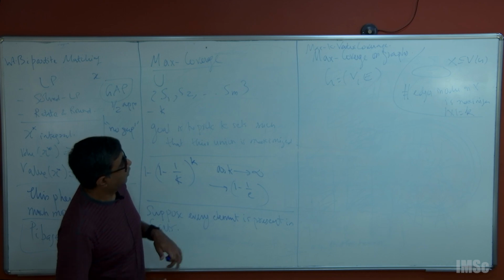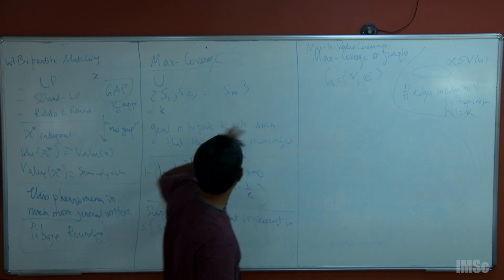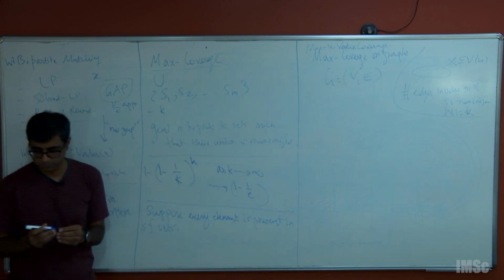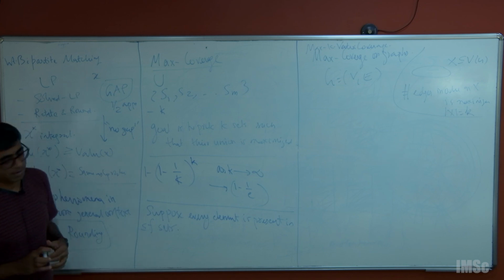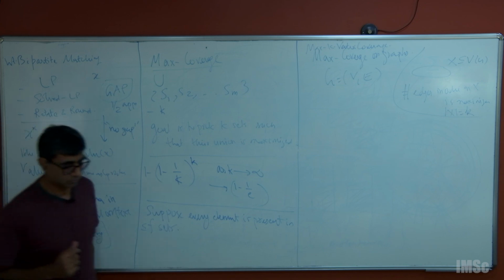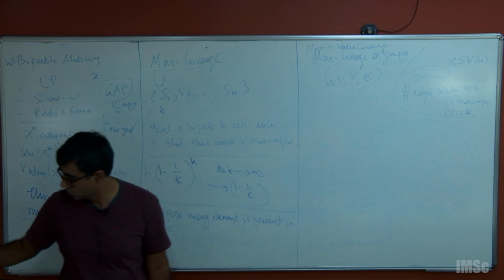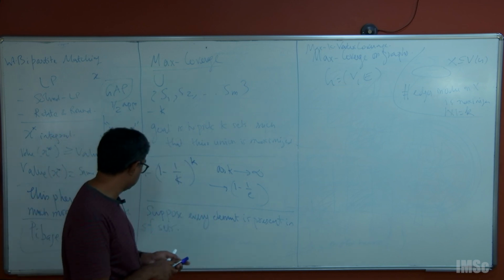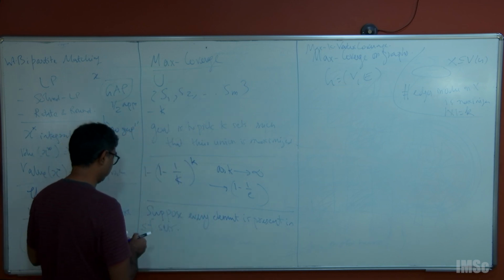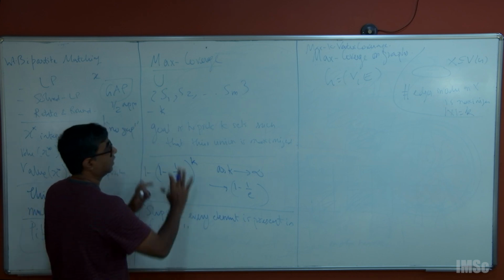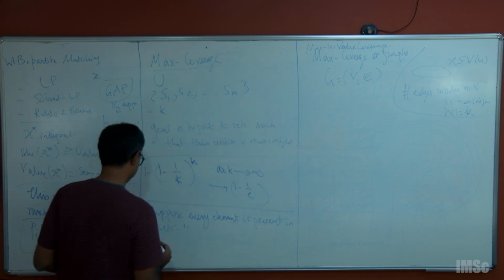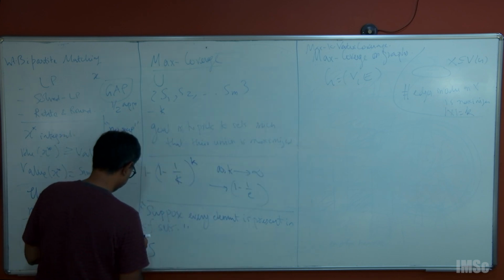How can I model this problem as a max coverage problem? What will be my universe? What will be my sets? Is this an additional constraint that every element is...? Wait, we will get to that. Can you write it like this? This is also like this.